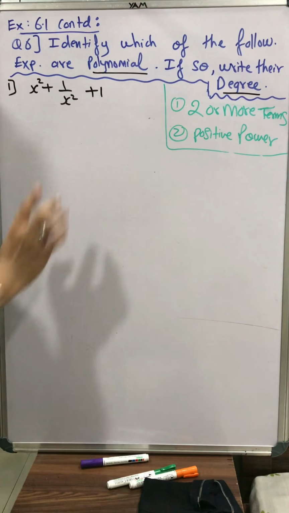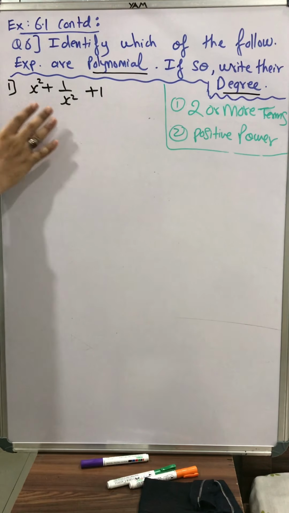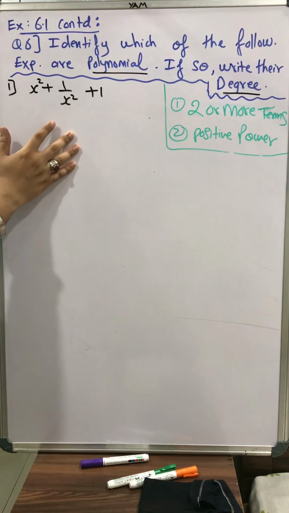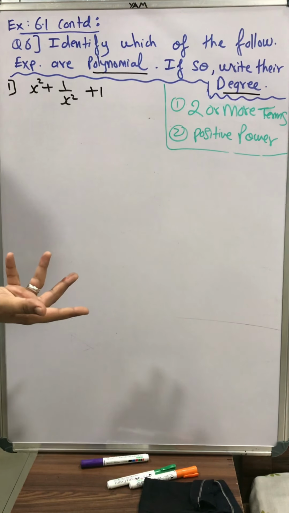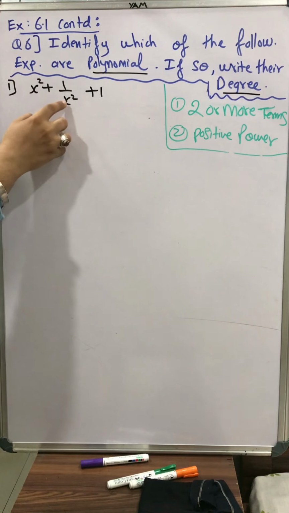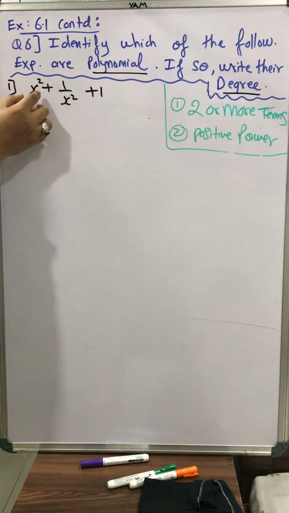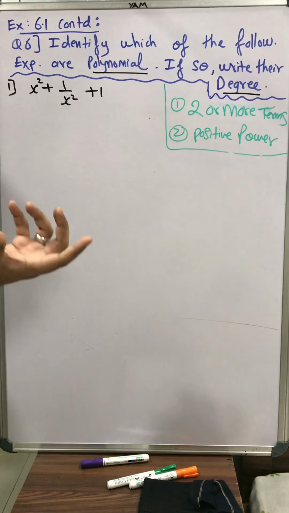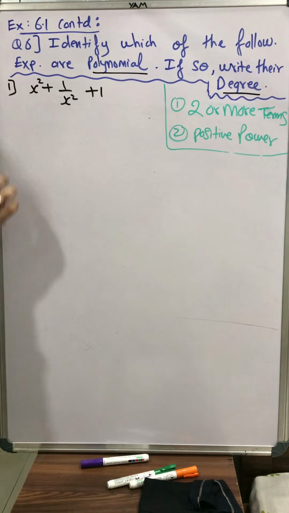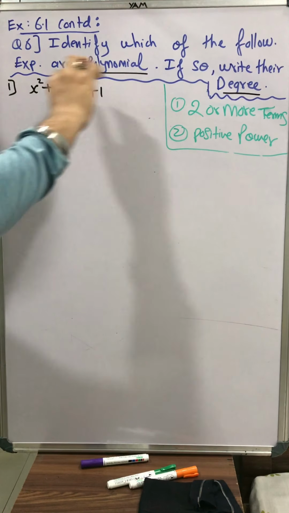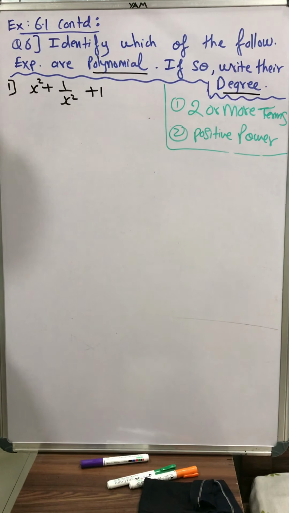It should have positive powers. Students, this is an important sum. Apparently, you'll say, sir, the powers are positive. Here the power is 2, positive, and here the power is 2, positive. But students, the variable, which is x in this sum, cannot be in the denominator. All the variables should be in the numerator. It cannot be in the denominator. So students, pay attention very carefully.